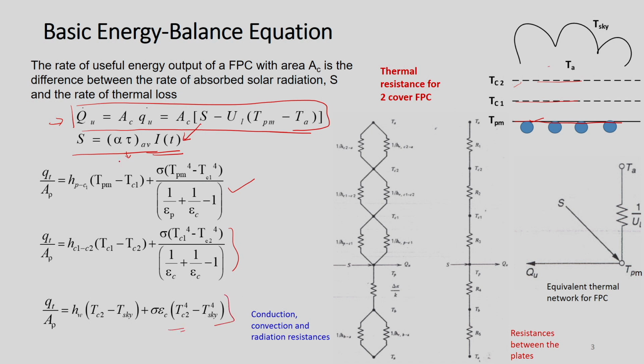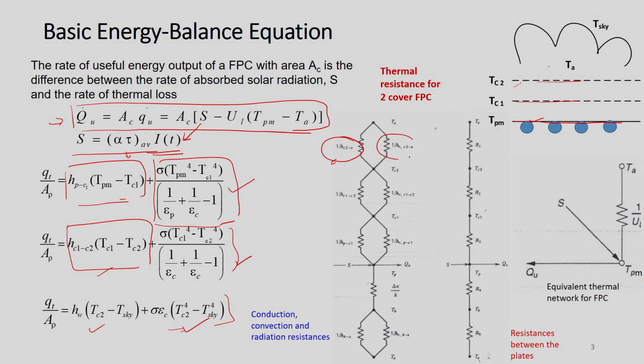If we look at these expressions closely, in all three there are two components: one for the convective part and the other for the radiative part. This is the convective part and this is the radiative part. So, if I want to draw the thermal resistance of this two cover system, this may be for the convective part and this may be for the radiative part.